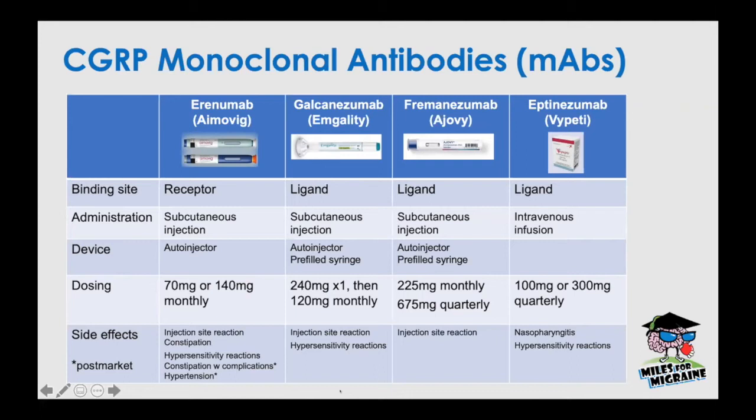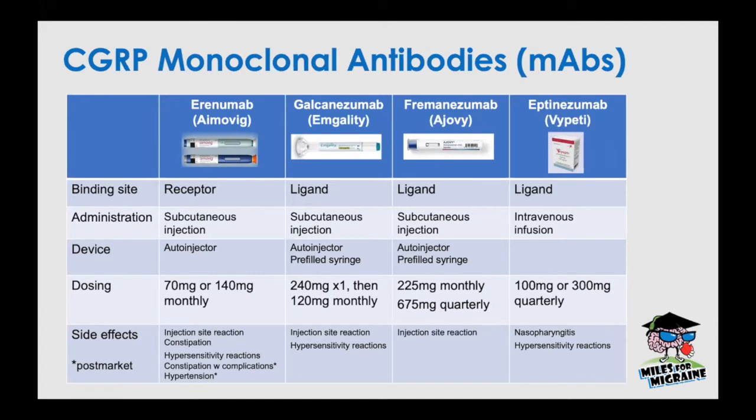Aimovig or Erenumab comes in two different doses. Galcanezumab comes in once a month dose, but the original dose, the initial dose, is a loading dose, so you get two injections the first time. Ajovy comes in two different doses, where if you're doing well on once a month dose, you can be transitioned to once every 3 months dose, which is similar to Botox.